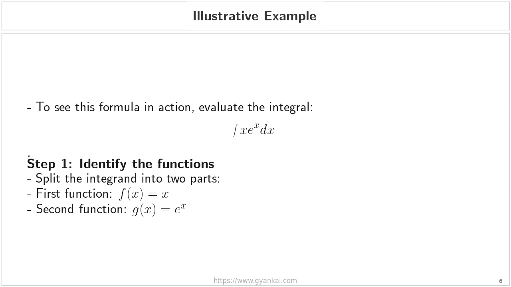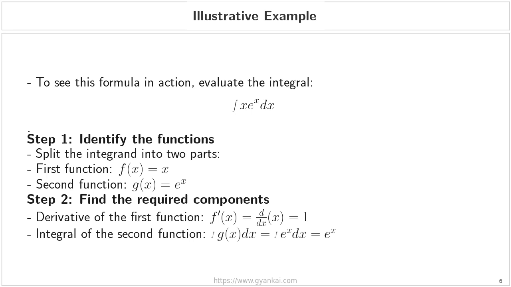So f of x equals x, and that makes e to the power of x our second function. So g of x equals e to the power of x. Now step 2, find the required components. The formula needs the derivative of our first function, f prime of x, and the integral of our second function.